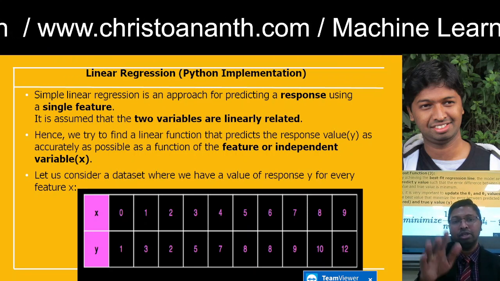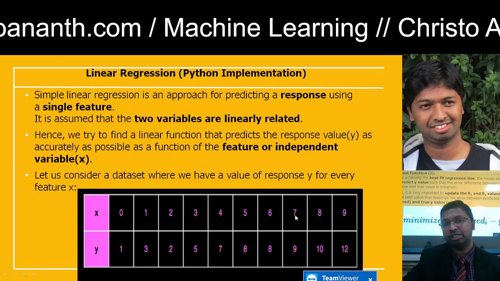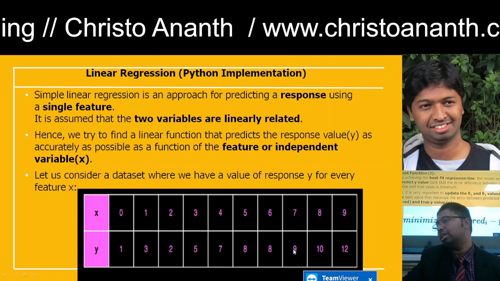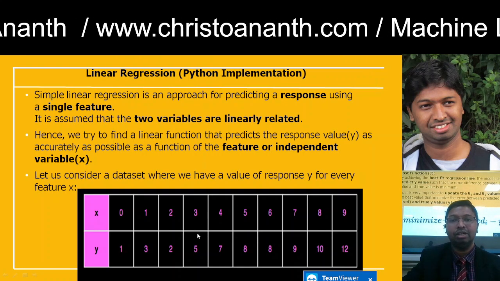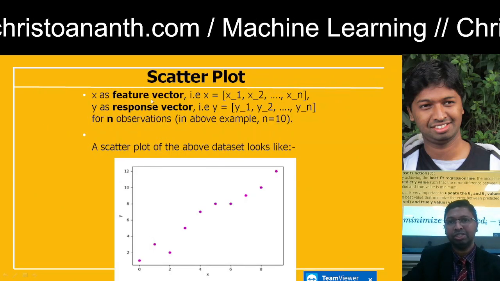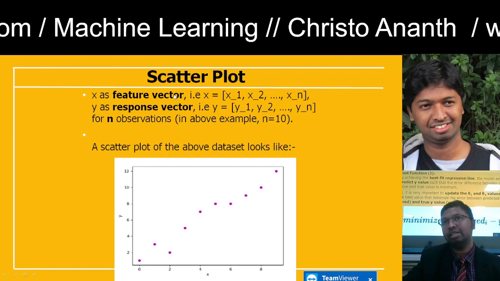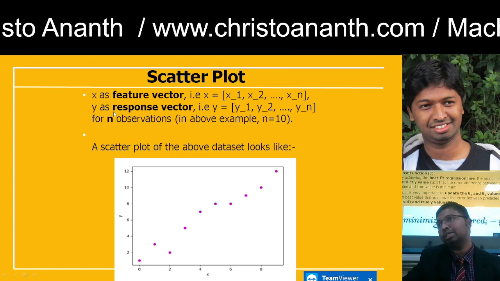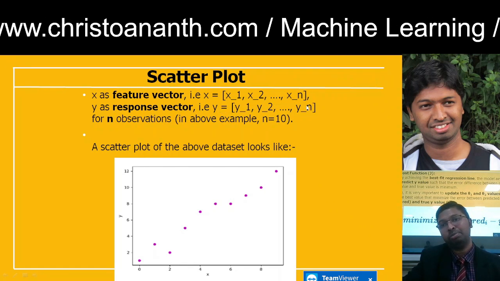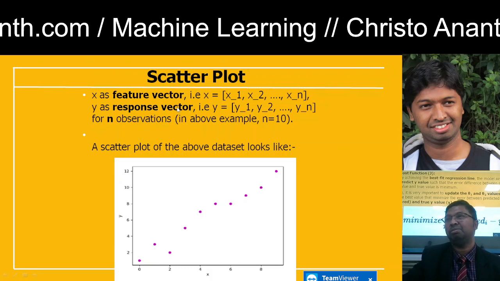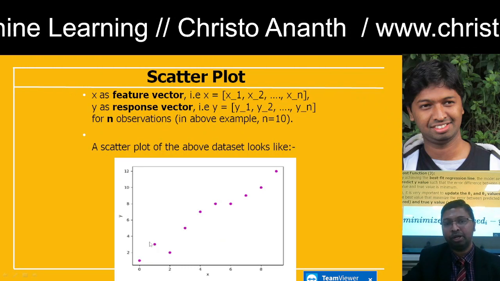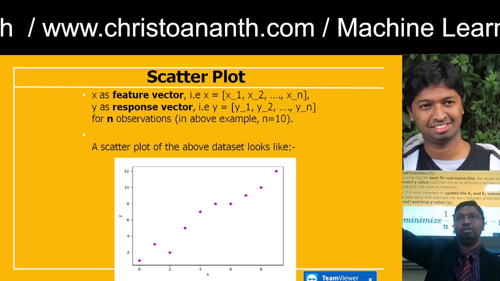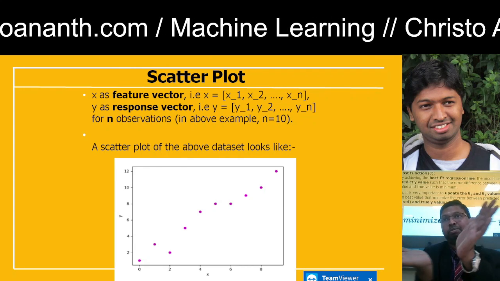Maybe you will have 0, 1, 2, 3, 4, 5, 6, 7, 8, 9, and corresponding to that we will have the values 1, 3, 2, 5, 7, and so on. So you are going to linearly predict the output. This is the scatter plot, where x is the input vector, the feature vector, x1, x2, x3 up to xn, and similarly y is the response vector, y1, y2, y3 up to yn. This is for n observations, for example 10 observations. So here we are going to plot x versus y, so it will go like this. This is the scatter plot, x versus y.